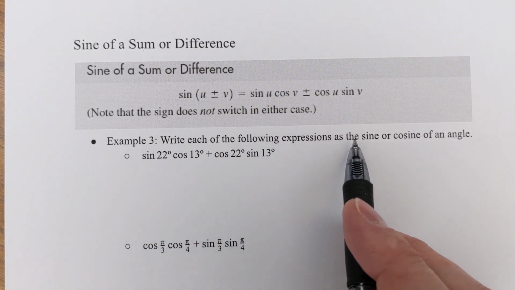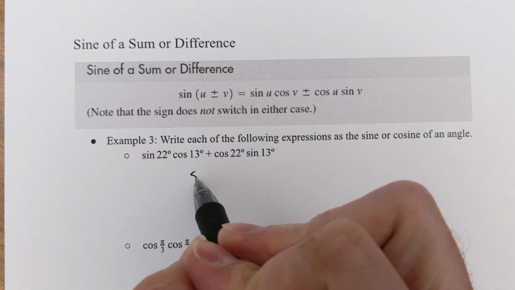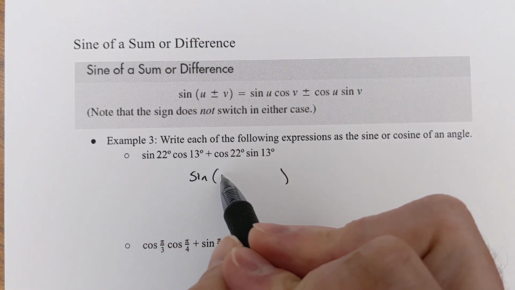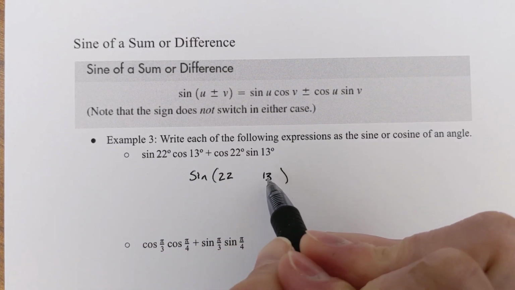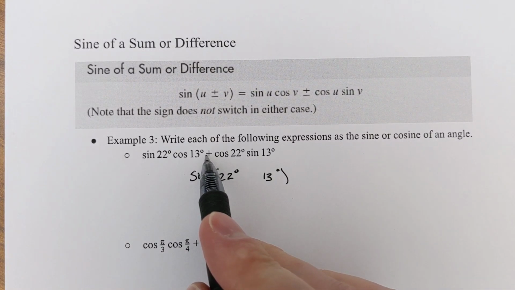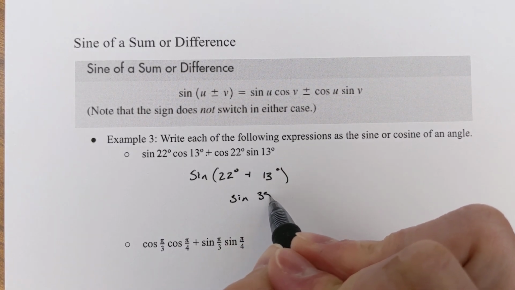Write each of the following expressions as the sine or cosine of a single angle. Since they're mixed, my final thing is going to be a sine function. That's my u, that's my v, so 22, 13. Sine matches, so plus in the middle. So this is the same thing as the sine of 35 degrees.